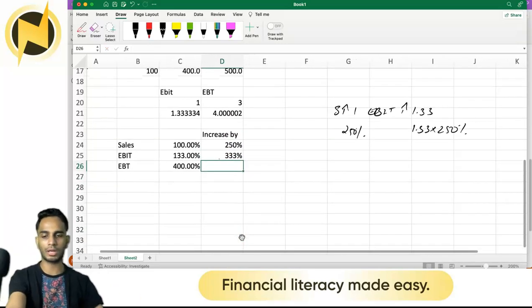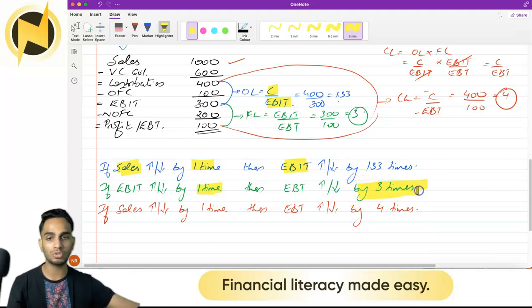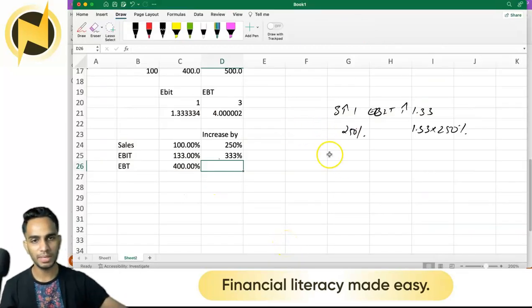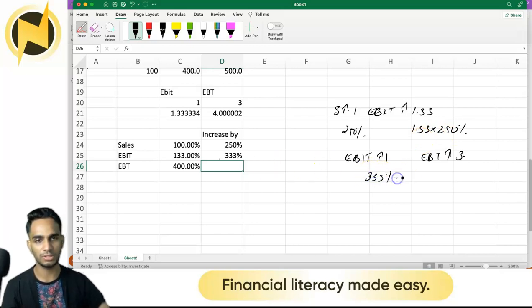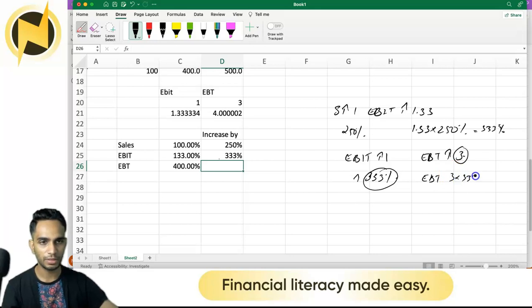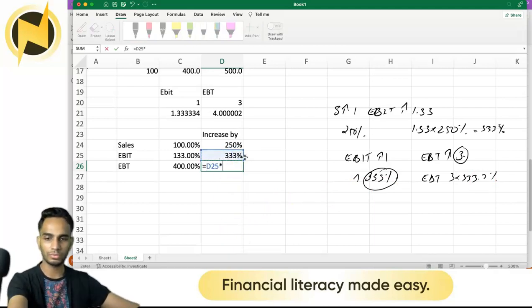Now, financial leverage says if my EBIT goes up by one time, my EBT goes up by three times. So here EBIT went up by how many times? 1.33 into 250 was 333%. EBIT went up by 333%. So EBT should go up 3 times of that 333.33%. So that will give me an EBT increase of 333 into 3.